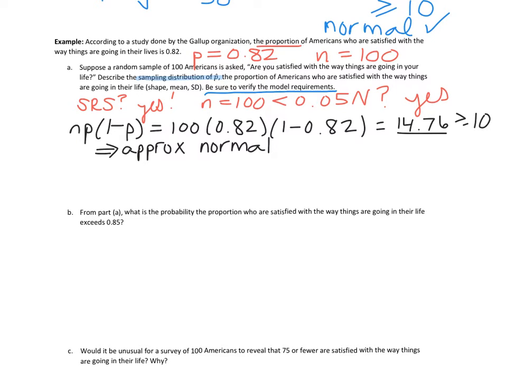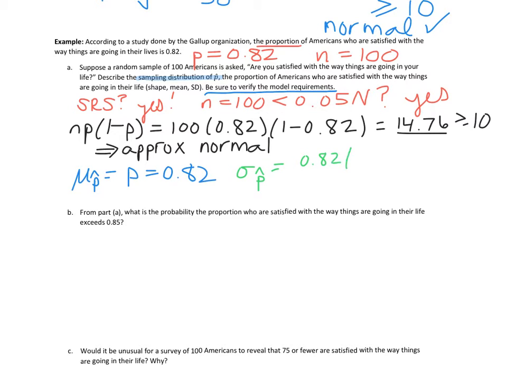All right, and then we're going to do our mean of our sampling distribution, and it's just the population proportion. So 0.82. And then finally, the standard deviation is the one that requires more calculations.